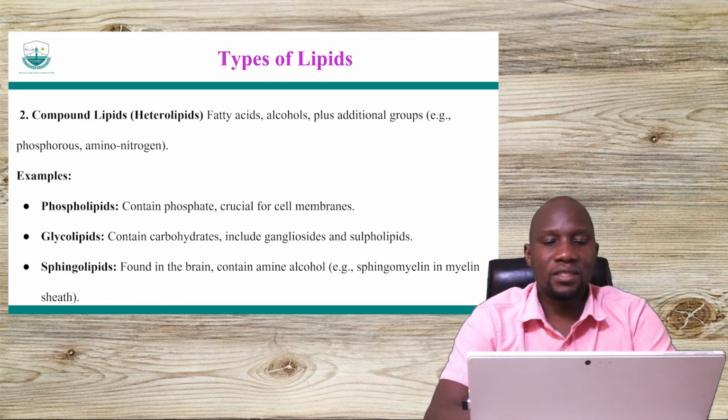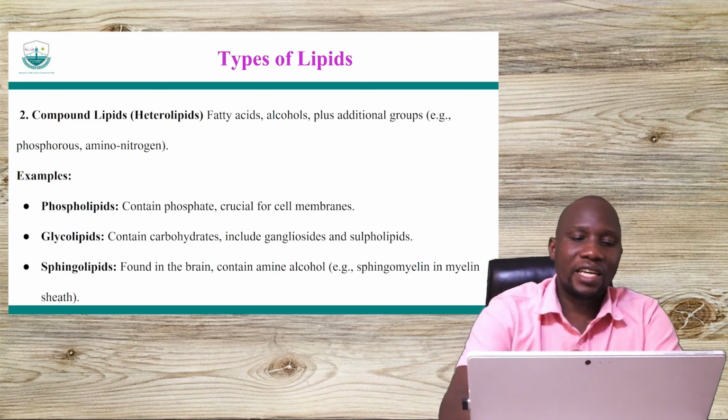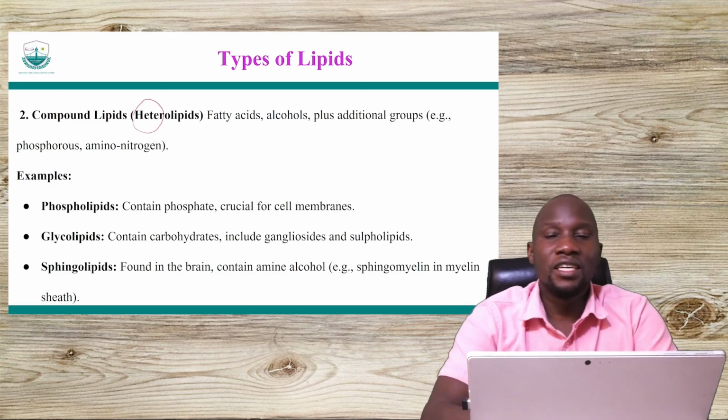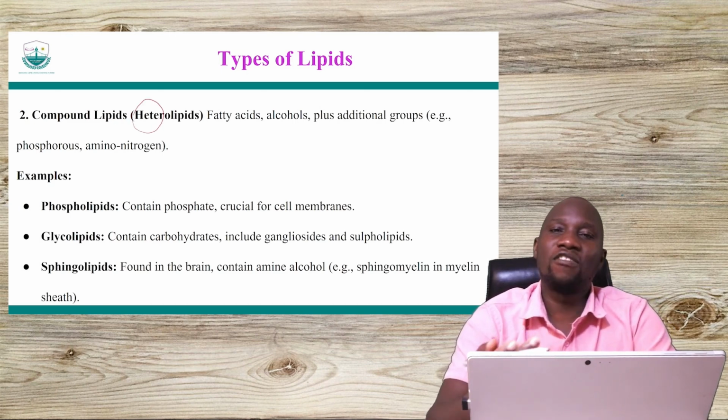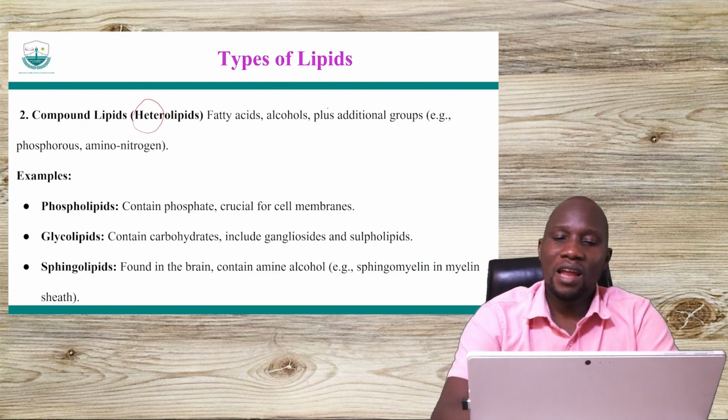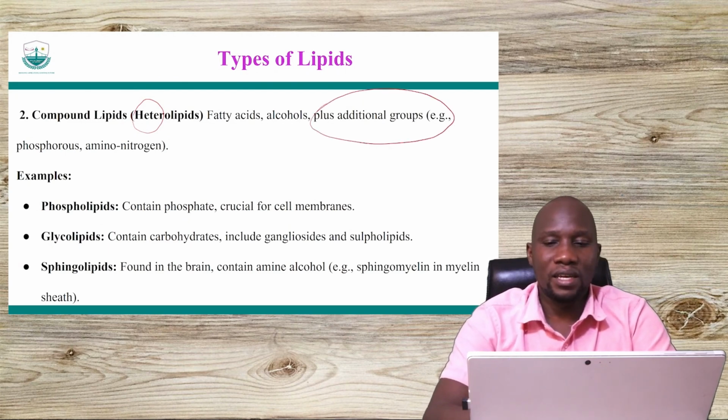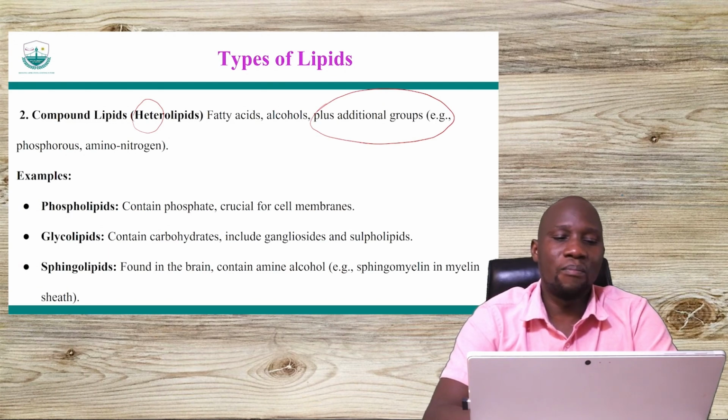Heterolipids. These ones, like I said, hetero means different. They are not the same. They have other things added to them, and these other things are the ones we are calling the additional groups. It can be phosphorus, it can be amino, it can be another group that is added to these lipids. So that's why we call them compound.